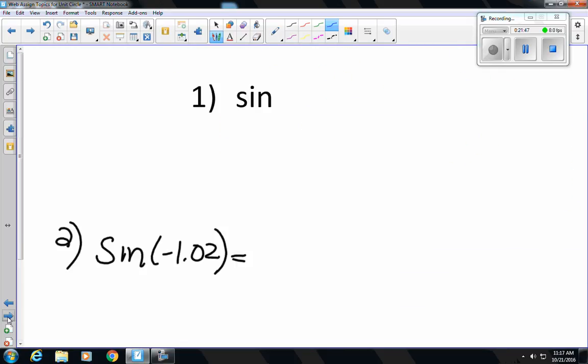All right, so let's do this. These are 2 different questions, so I wanted to make sure that I separated the 2 so that you would know what they were asking. The sine of beta is negative 1.02. So in English that says, what angle on the unit circle has a sine ratio that is negative 1.02? None of them.